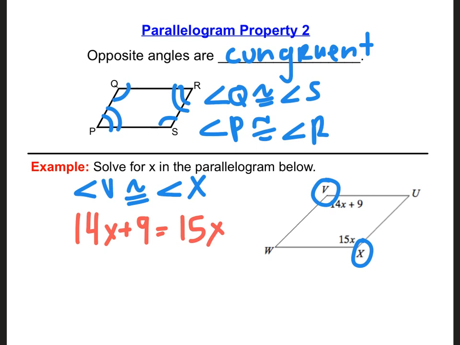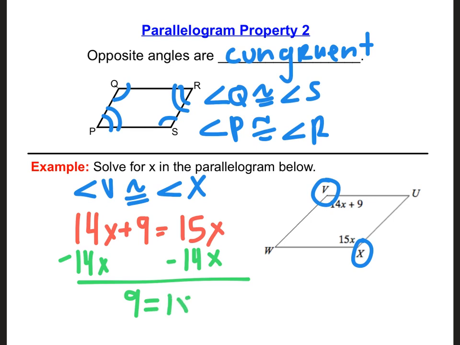Again, we're just trying to solve for x from here, so we want to move all of our x's to the same side. So I'm going to subtract 14x from both sides. And then I get 9 equals 15x minus 14x, which gives me 1x, or just x by itself. And this would be my final answer, 9 equals x. Again, like before, you can go ahead and plug in your answers and check your work if you'd like to.